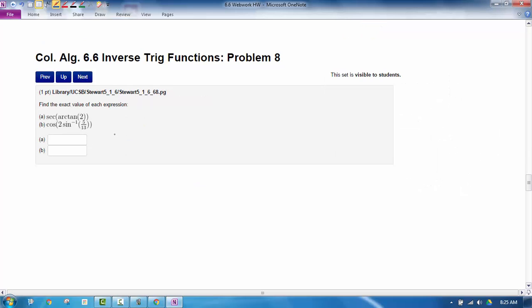Okay, the next problem is a little tricky. It wants the secant of this angle right here. It wants an exact value. So that's actually an angle. Arc tangent of 2 is equal to some angle. I'm going to call it theta. And I'm going to write it like this. Inverse tangent of 2 equals some angle. Then I can write it like this. The tangent of theta equals 2.